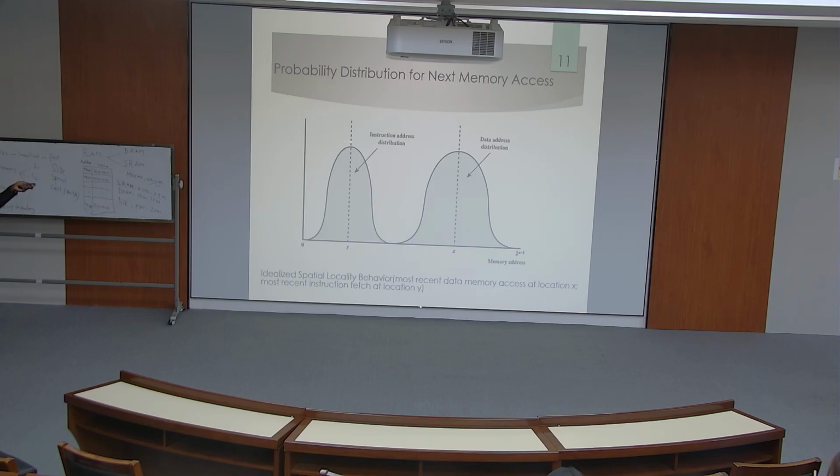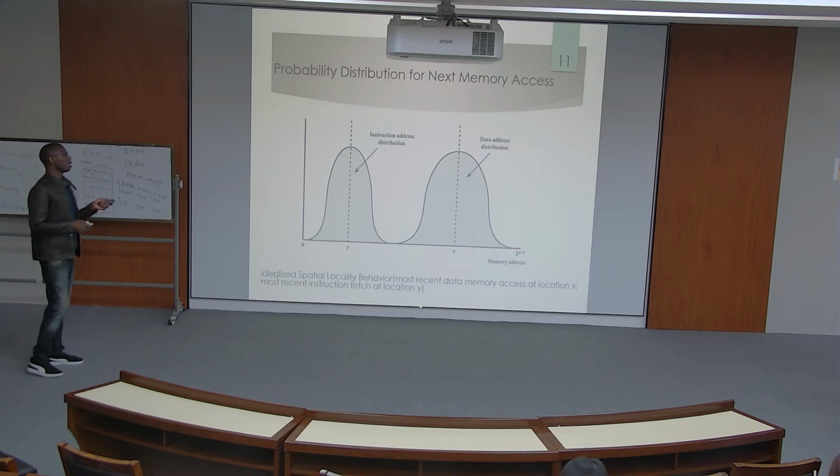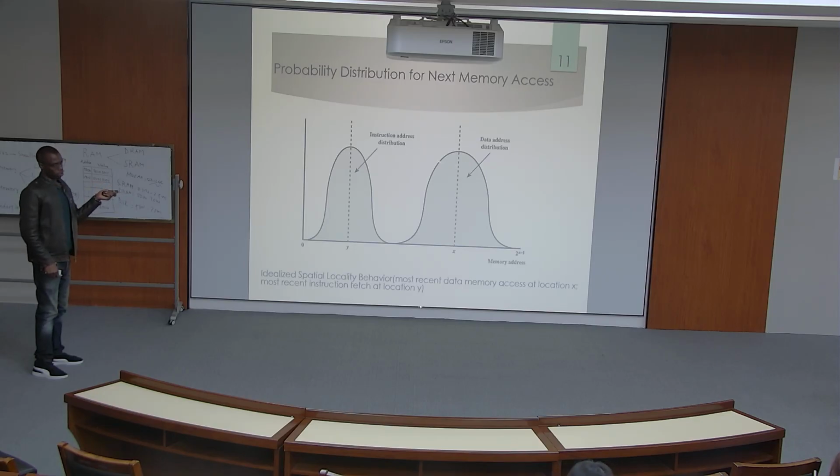So if you move away from this center, from this peak, you will be able to see that the data or the instructions which are far away from this distribution center have a low probability to get accessed in the near future. The same goes for the data address distribution. Now, this is the center for the distribution. That means the data items that are nearby this data address distribution peak have a high probability to be accessed in the near future.